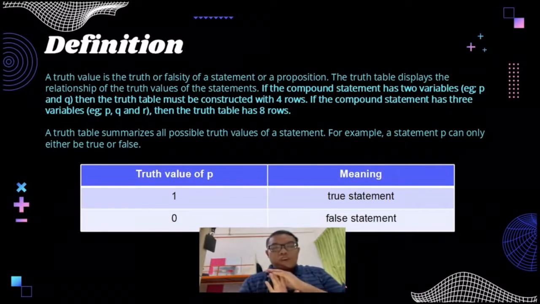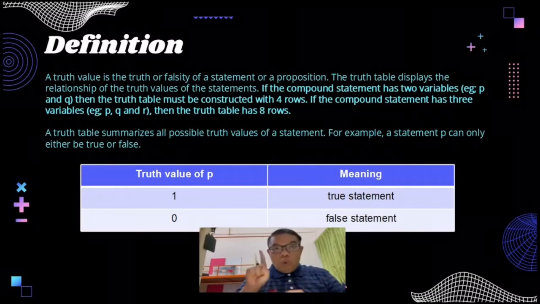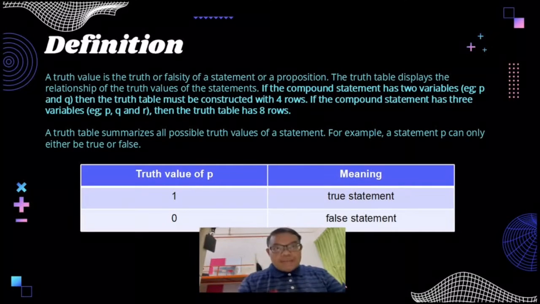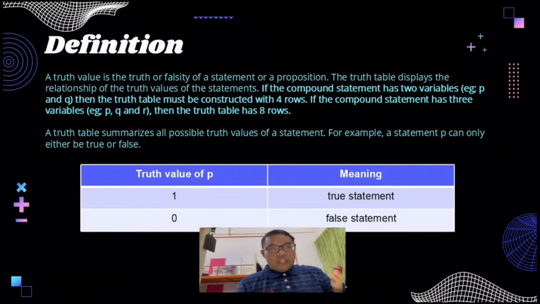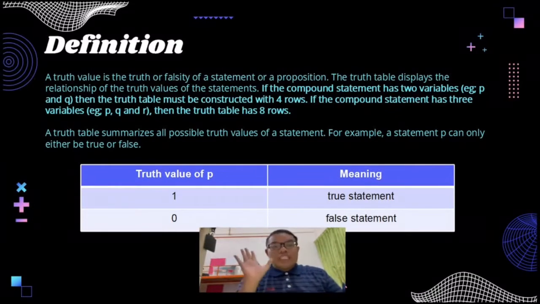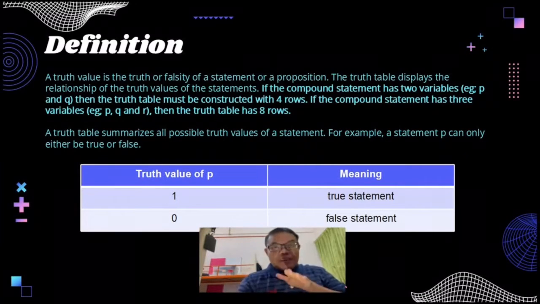For a true statement, we declare it as 1. For a false statement, we declare it as 0. This is the concept: if it is true, then it is 1, and if it is false, then it should be 0.